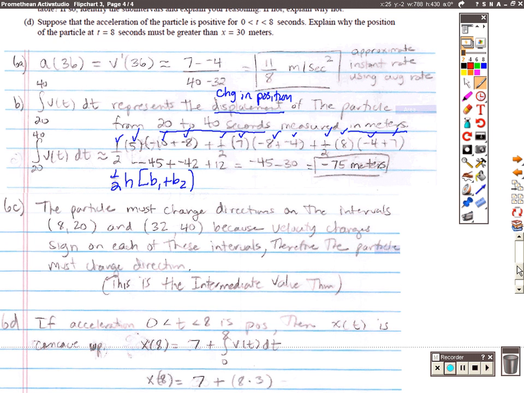Let's see what I wrote. It changes directions on these intervals from 8 to 20 and 32 to 40 because velocity changes sign on these intervals. Therefore, the particle must change directions. And you don't have to identify this as the intermediate value theorem, but that's really what they're testing. You may not even remember what that theorem is, but that's okay.